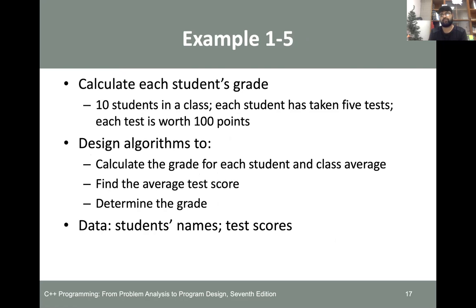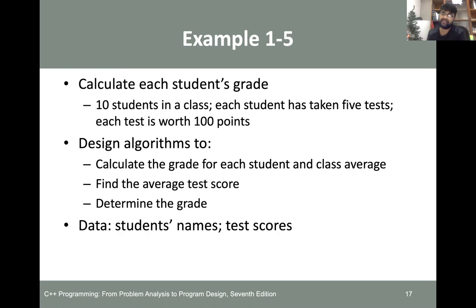So let's suppose there are 10 students in a class and each student has taken 5 tests, and each test is worth 100 points in total. So we need to design an algorithm that calculates the grade for each student and class average, finds the average test scores, and determines the grade as well. If your algorithm is supposed to do these different tasks, each of these tasks is a standalone task.